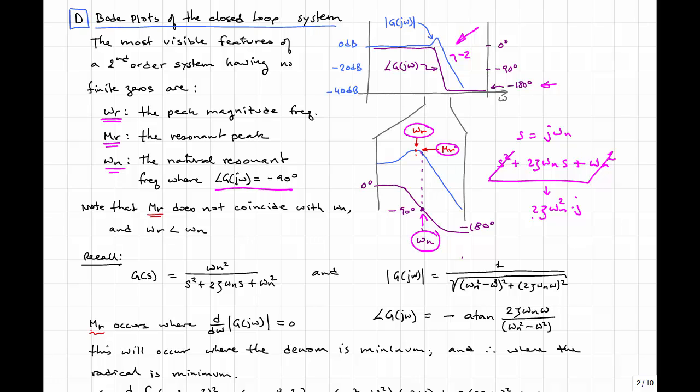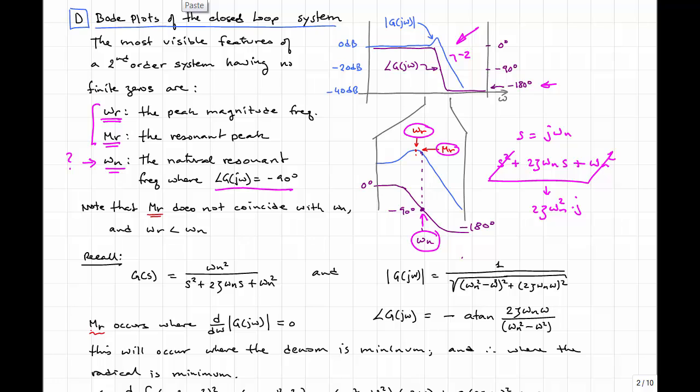So these are 3 salient points that are easily identifiable on the Bode response or Bode plot of a second-order system. The peak frequency, omega r, the actual magnitude of the peak, and then thirdly, the natural frequency, omega n. Of these 3, omega r and Mr are the easiest to spot, and omega n can sometimes be difficult to spot if there are other terms in the transfer function besides just purely this term right here.